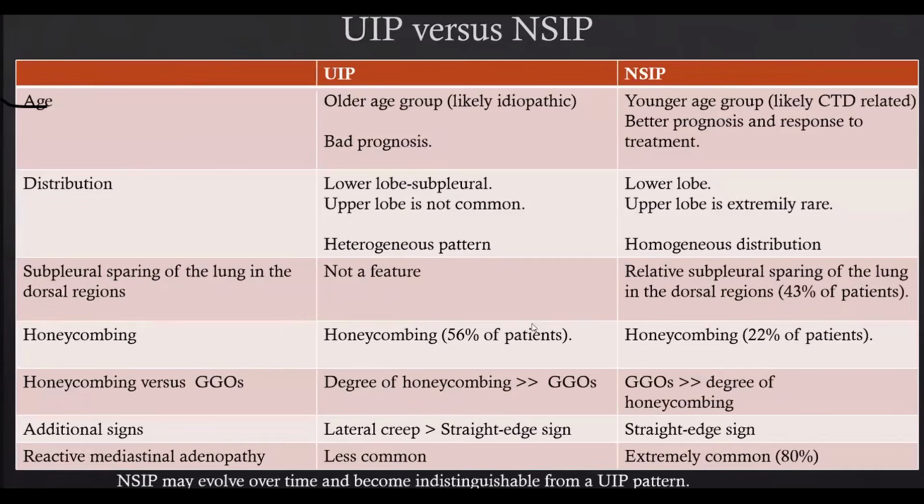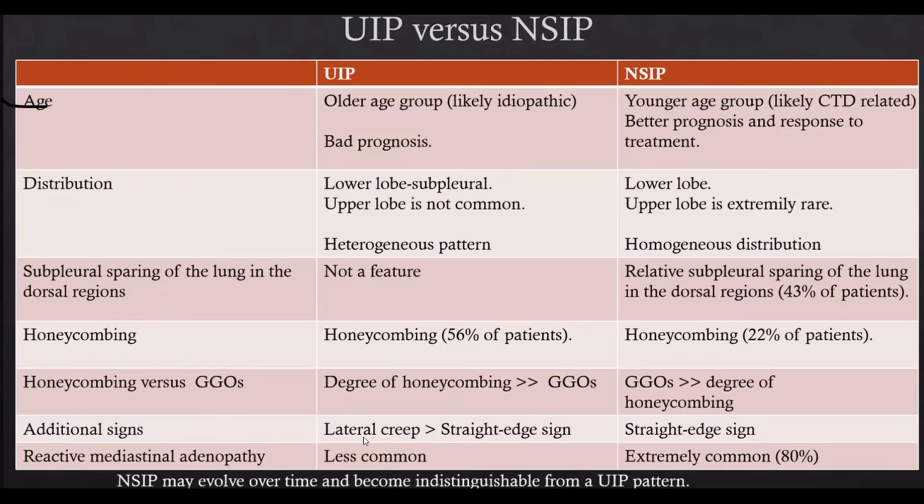Honeycombing, it's very important to see honeycombing in patients of UIP. It's very rare in NSIP. Honeycombing versus ground glass opacities. UIP, degree of honeycombing much more pronounced than ground glass opacities. NSIP, ground glass opacities more common than honeycombing.